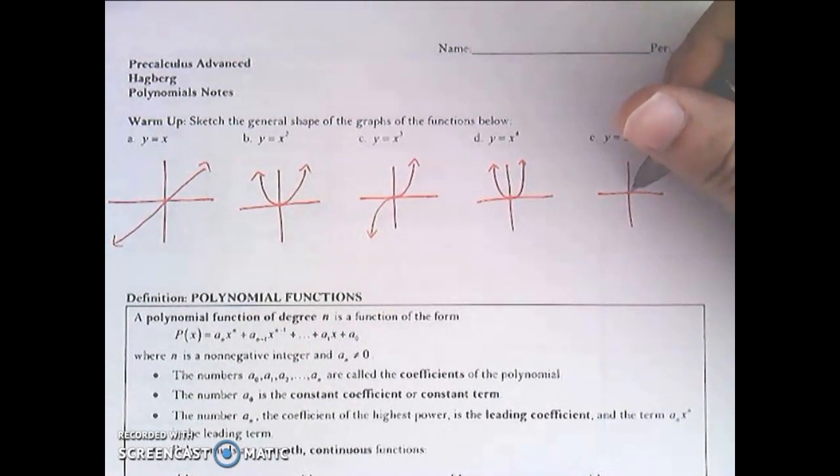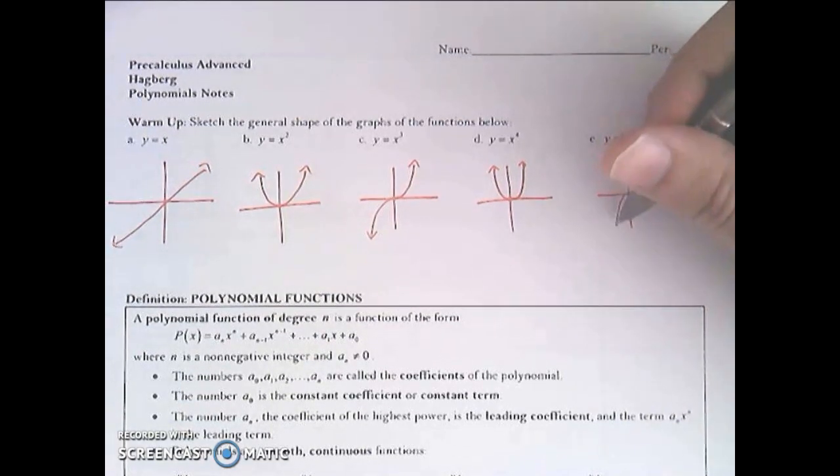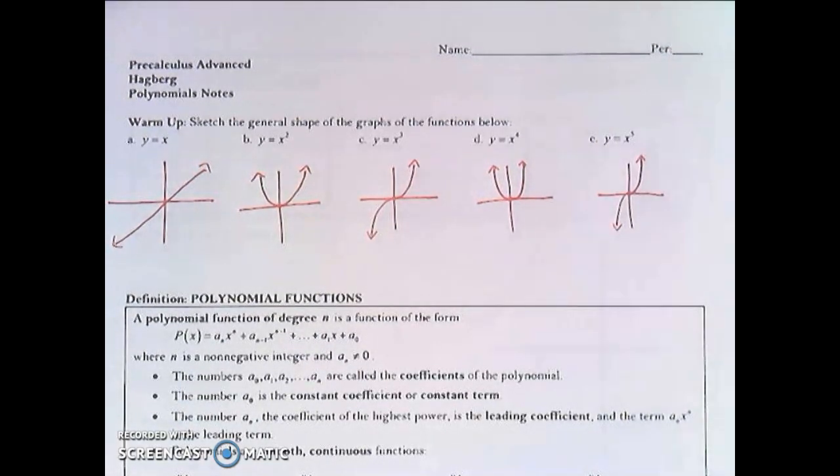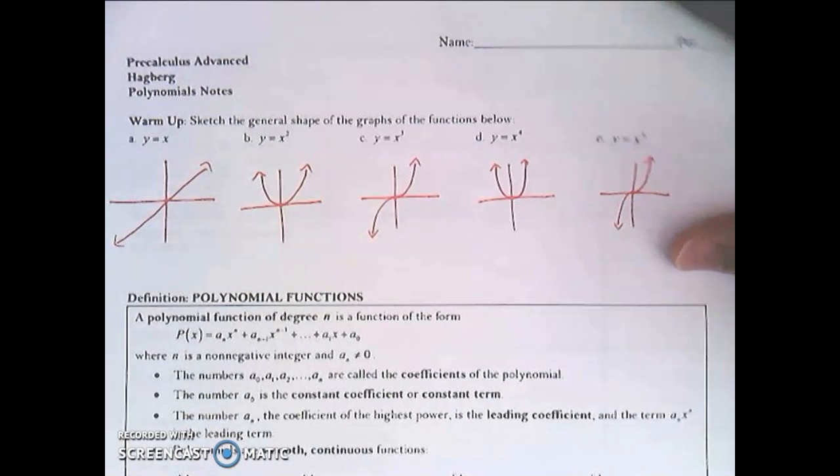This is going to be that S shape again. It's going to grow in the positive direction. It's going to decrease in the negative direction. Again, that slope is going to be pretty steep. So again, we're talking about polynomial functions.